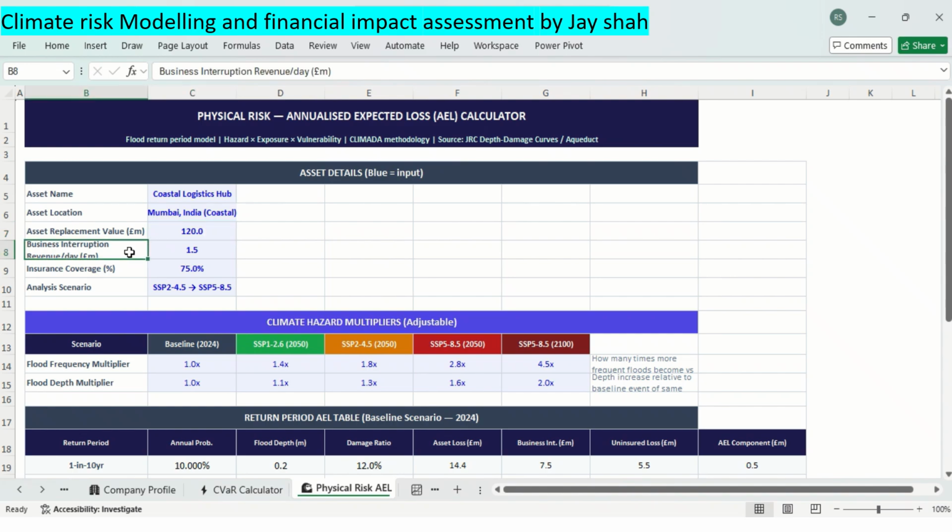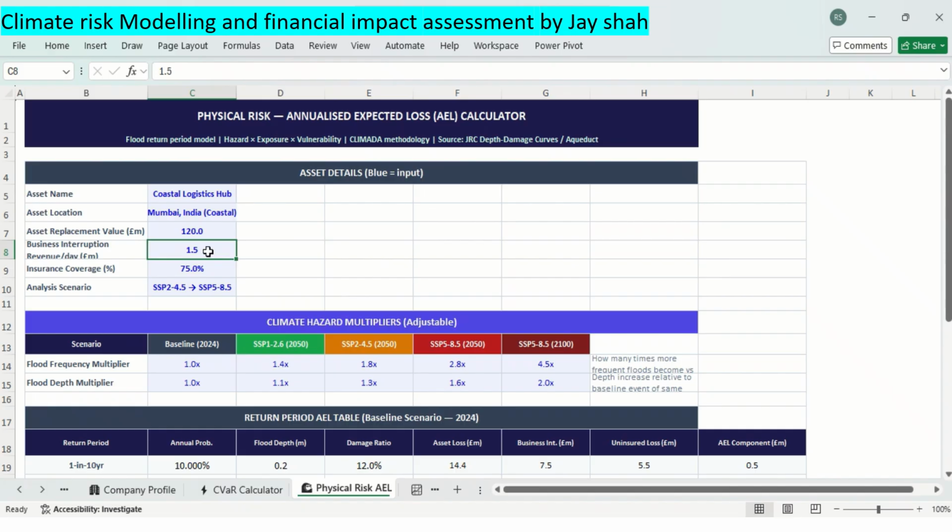Then C8, which is business interruption revenue per day, the revenue lost per day the facility cannot operate. This is a separate physical risk component, lost revenue on top of the physical damage, and it requires an estimate of how many days each return period flood disrupts operations. Then C9, which is insurance coverage, for example 75% coverage.